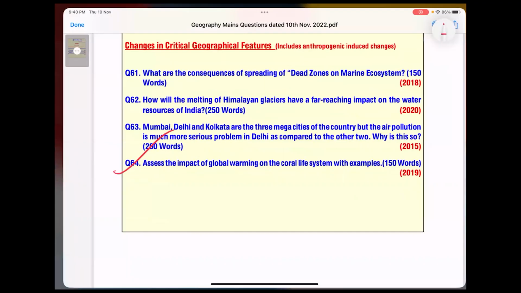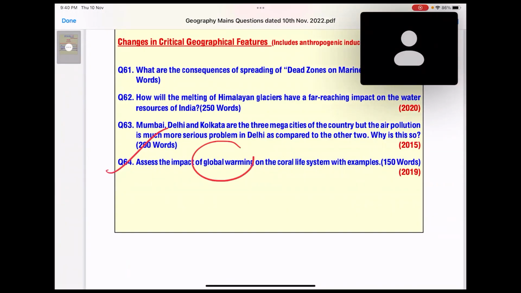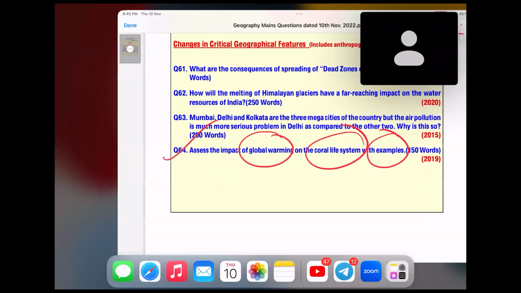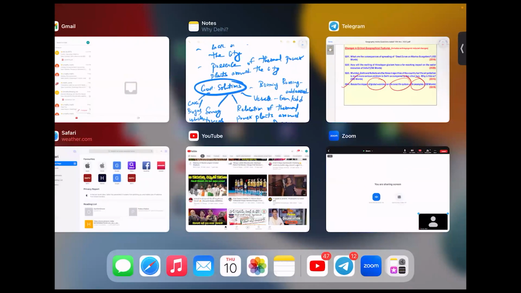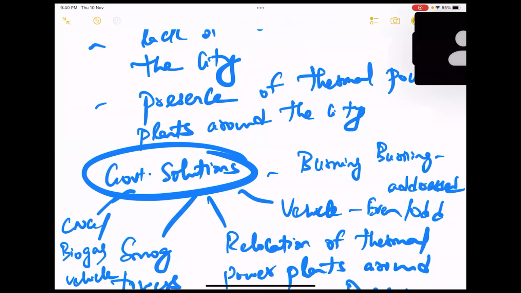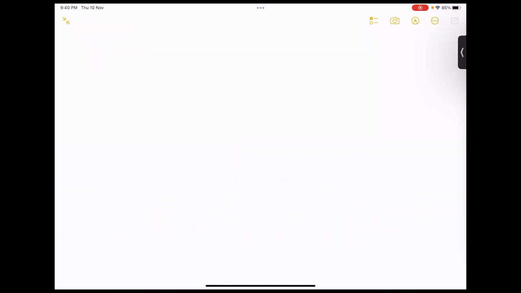Assess the impact of global warming on coral life system with examples. So they are asking you to give the examples of the impact of global warming on coral life. Okay. So assess the impact. So obviously the impact is negative. We all know that the coral reefs across various countries are reducing because of global warming. So what is this question about?